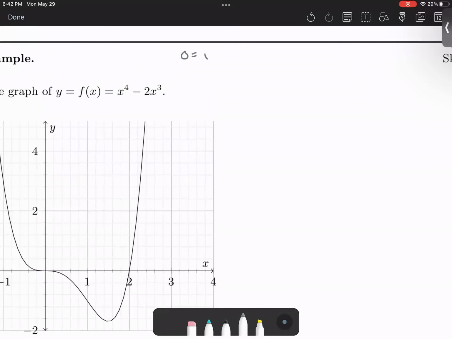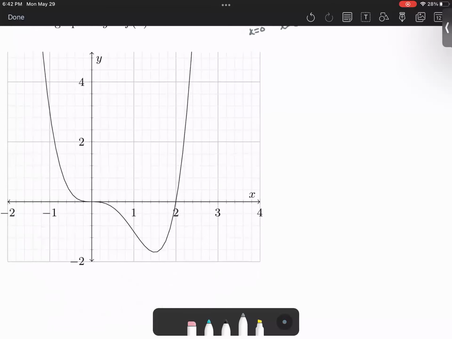So what is x to the fourth minus 2x cubed equals 0 going to give us? You can factor out an x squared. You're left with x squared minus 2. Actually, you can factor out x cubed. That zero at 0 has multiplicity 3. So your parentheses is just left with an x minus 2. So you have a 0 at 0, and you have a 0 at 2.